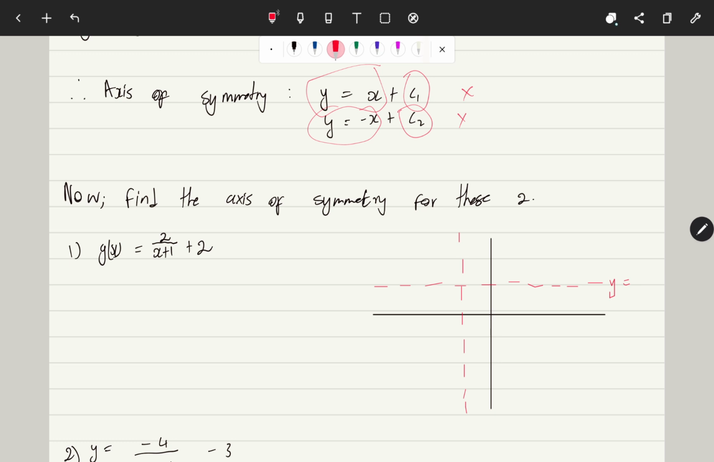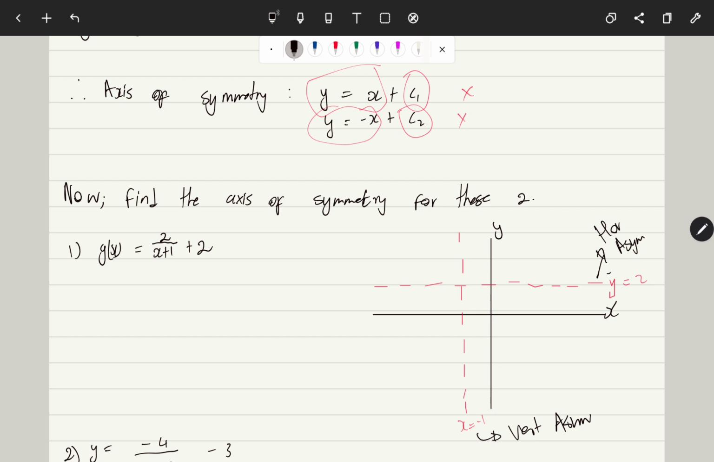Y equals 2, x equals minus 1. This is the y-axis, go for a black pen. Y-axis, x-axis, and then this right here is the horizontal asymptote, and this right here is the vertical asymptote.